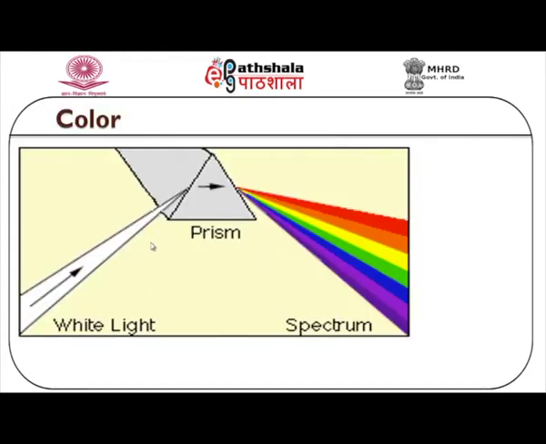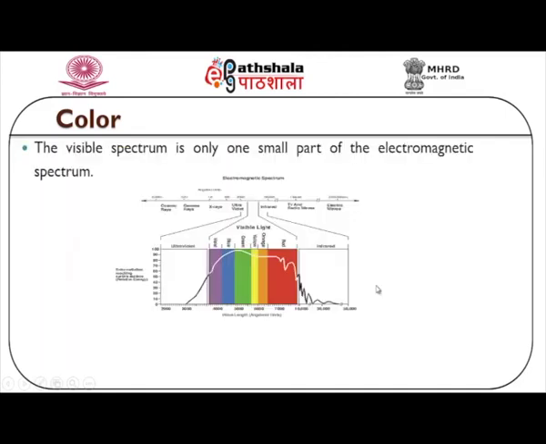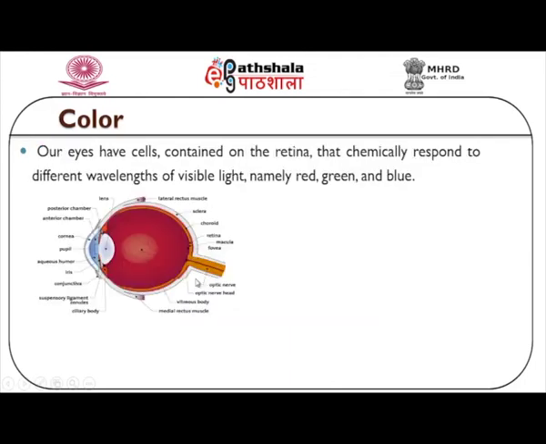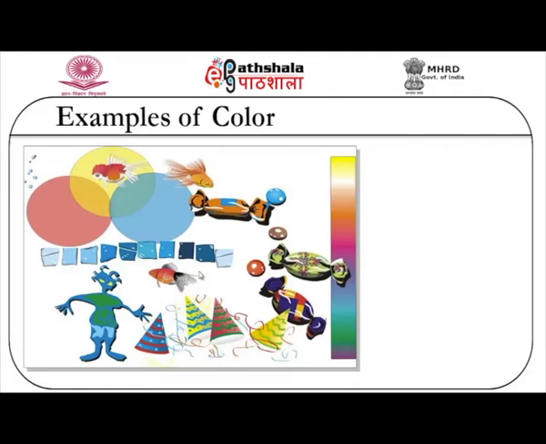Here we can see when white light is passed through a prism, it is diffracted as a spectrum. So we have various colors being produced in the spectrum. The visible spectrum is only a small part of the entire electromagnetic spectrum as such. Color is distinguishable by the eye. So these are various examples of colors. Here we can see the emphasis given to colors.